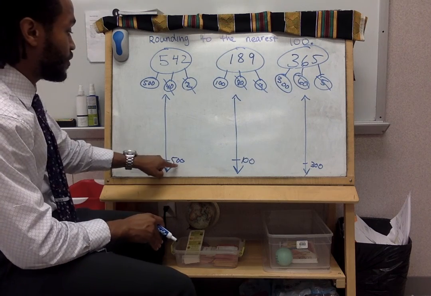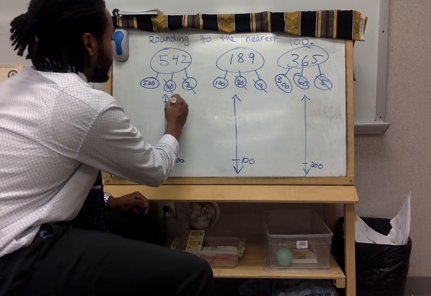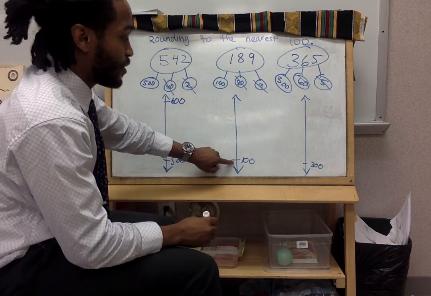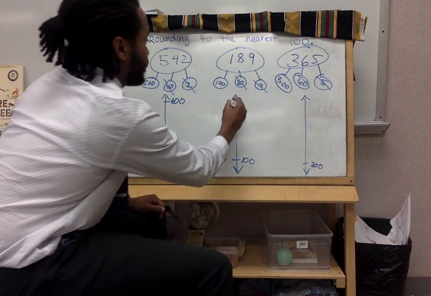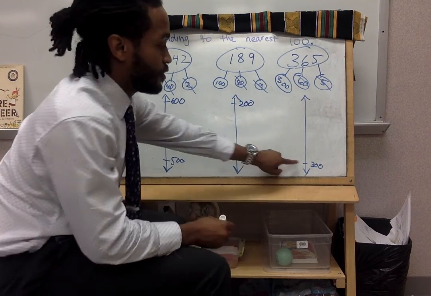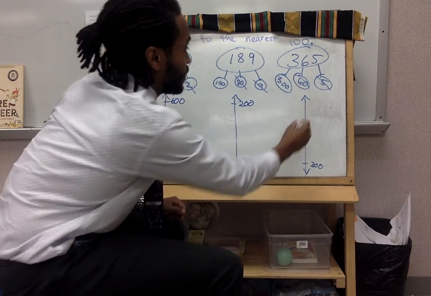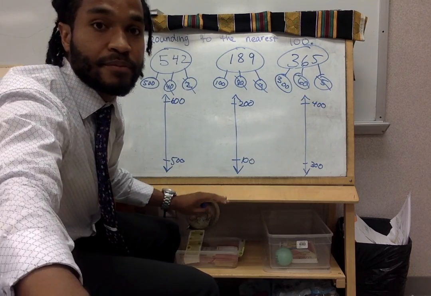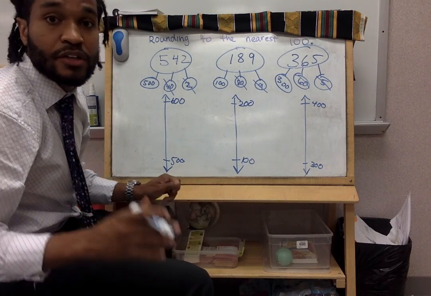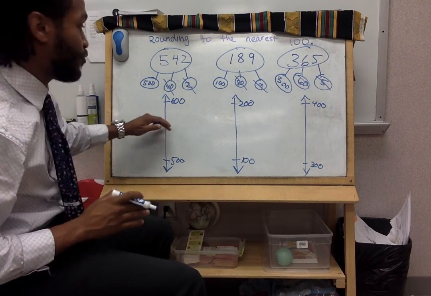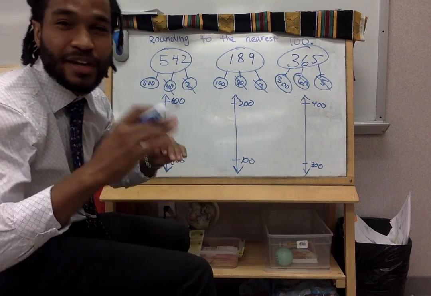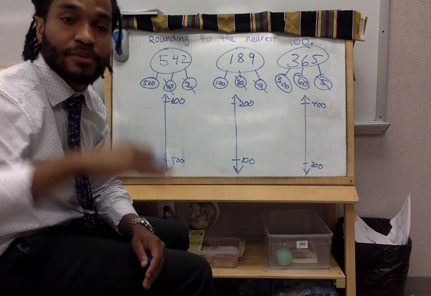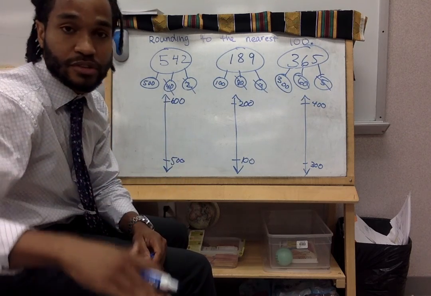So 100 plus 500, 600. 100 plus 100, 200. 300 plus 100, the next 100 would be 400. Good. But it gets a little tricky for kids, so we also want a halfway point, just so we get a gauge of if a number is closer to the top or closer to the bottom.